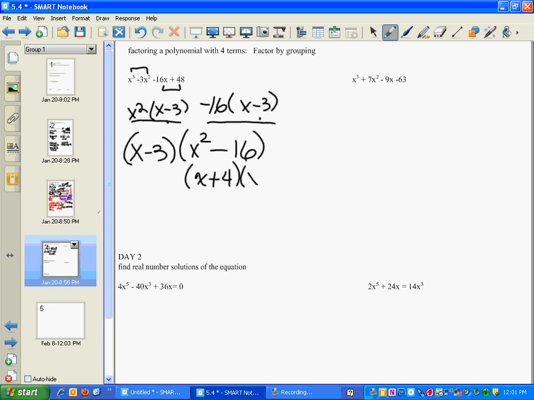So it would be all 3 of those parentheses. You can only do this type of factoring if there's 4 terms.